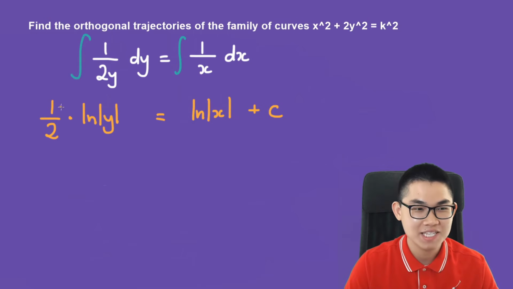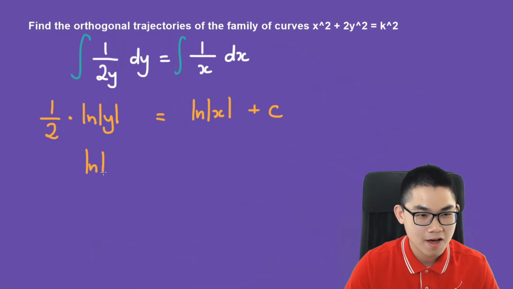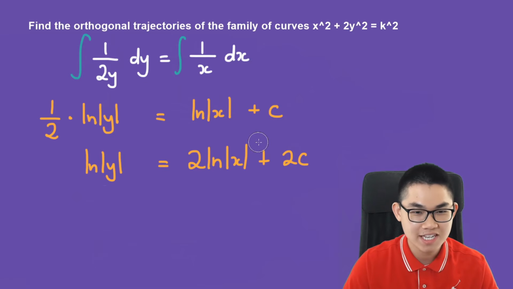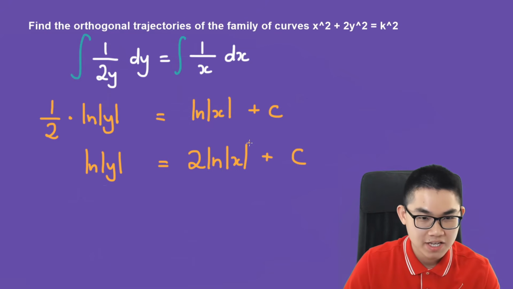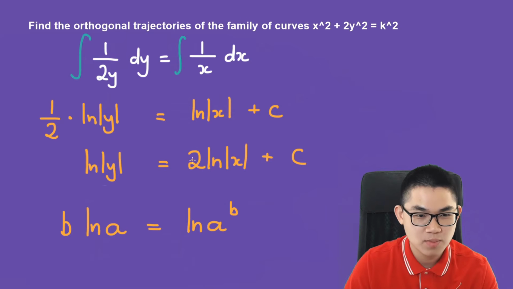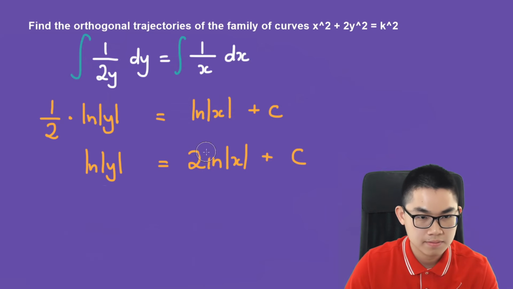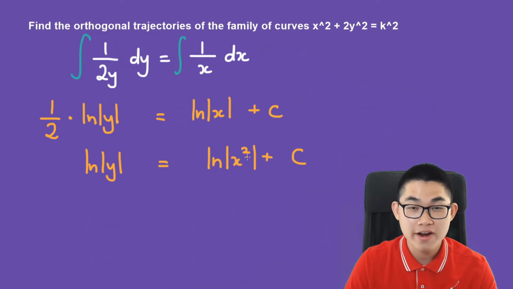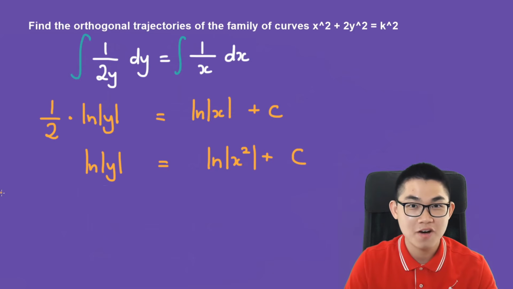Now we multiply both sides by 2 to get rid of this. So we get the ln of the absolute value of y is equal to 2 times ln x plus 2c. But instead of writing 2c, it's just a constant anyway, so we can just write it as c. To get rid of the absolute value at x, if you remember, there is a formula. Let's say if you have b times ln of a, that's equal to the ln of a to the power of b. So let's move the 2 up here. And notice that if we have x squared, we don't need the absolute value anymore because x squared is always going to be positive. So let's get rid of the absolute value.